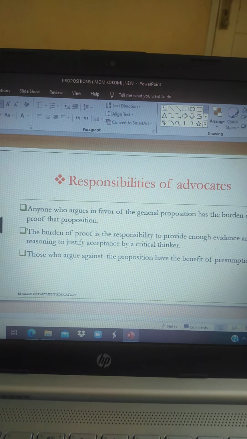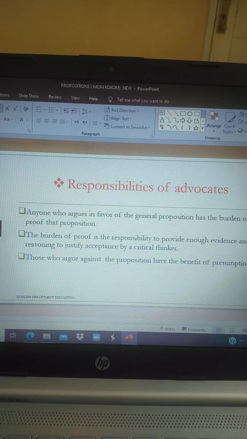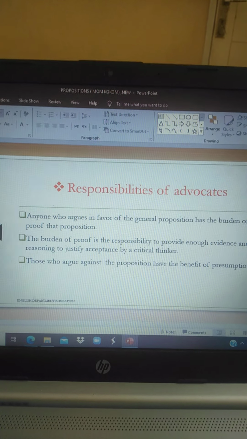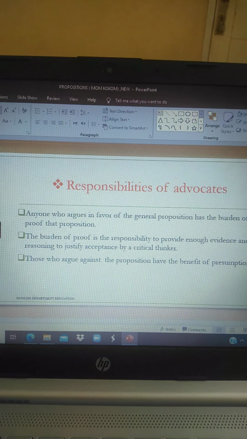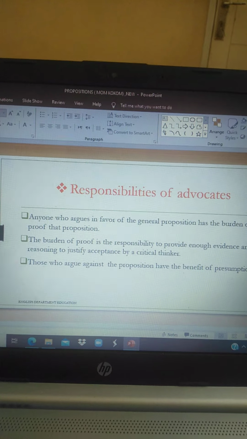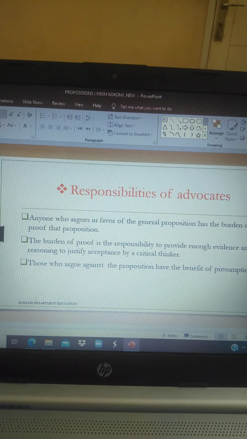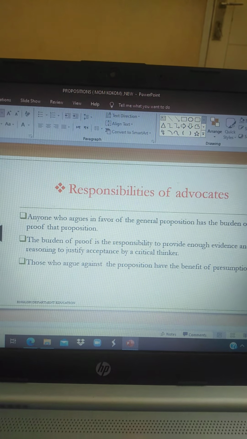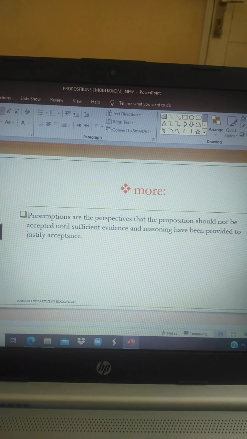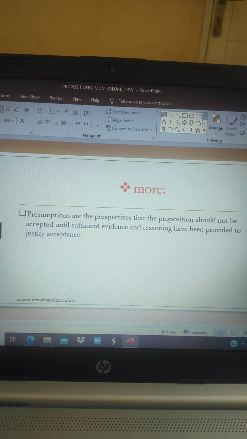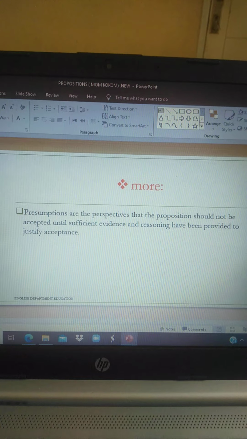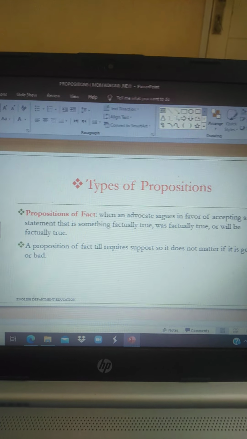Responsibility of the advocate. Anyone who argues in favor of the general proposition has the burden of proof for that proposition. The burden of proof is the responsibility to provide enough evidence and reasoning to justify acceptance by a critical thinker. Those who argue against the proposition have the benefit of presumption. Presumption is the perspective that the proposition should not be accepted until sufficient evidence and reasoning have been provided to justify acceptance.